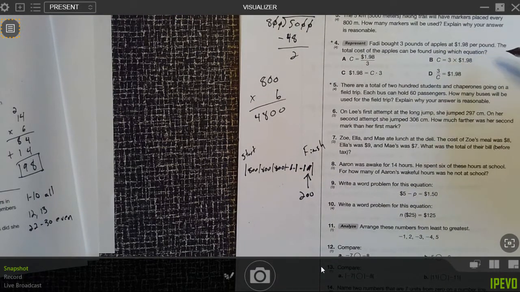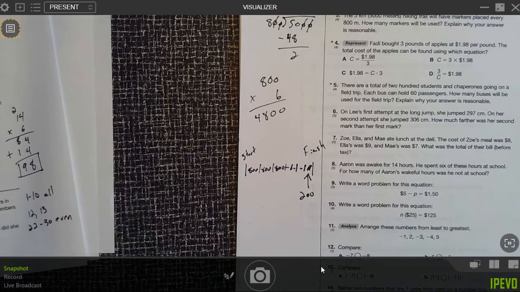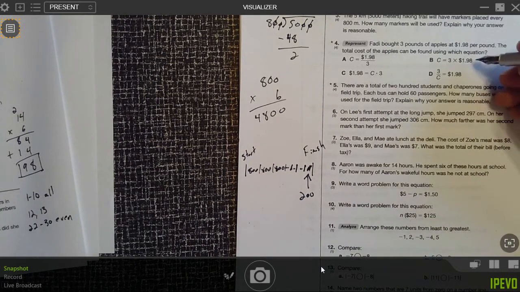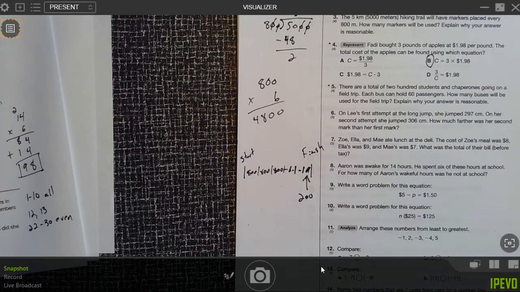Fadi bought 3 pounds of apples at $1.98 a pound. The total cost of the apples can be found using which equation? All right, so which one of these makes more sense? We're looking at the total cost of the apples. So if it's $1.98 for every pound of apples, I'm thinking that's B. Okay.